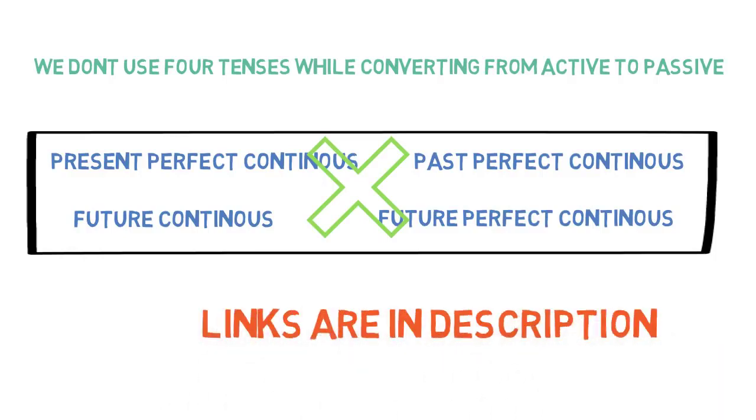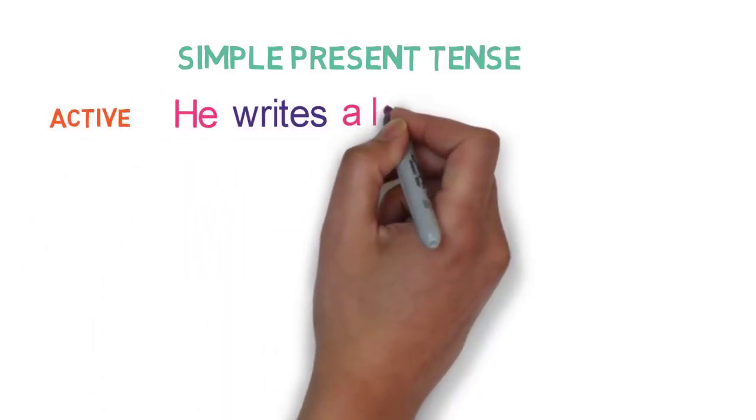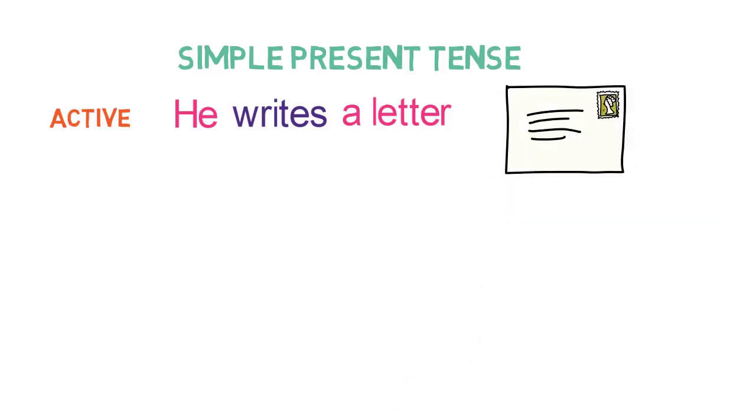Now, we will see examples of each of the 8 of them to make things clearer. Let's see. For simple present tense, the active sentence is: he writes a letter. Now, to convert it into passive, we will use the 5 steps we discussed previously.